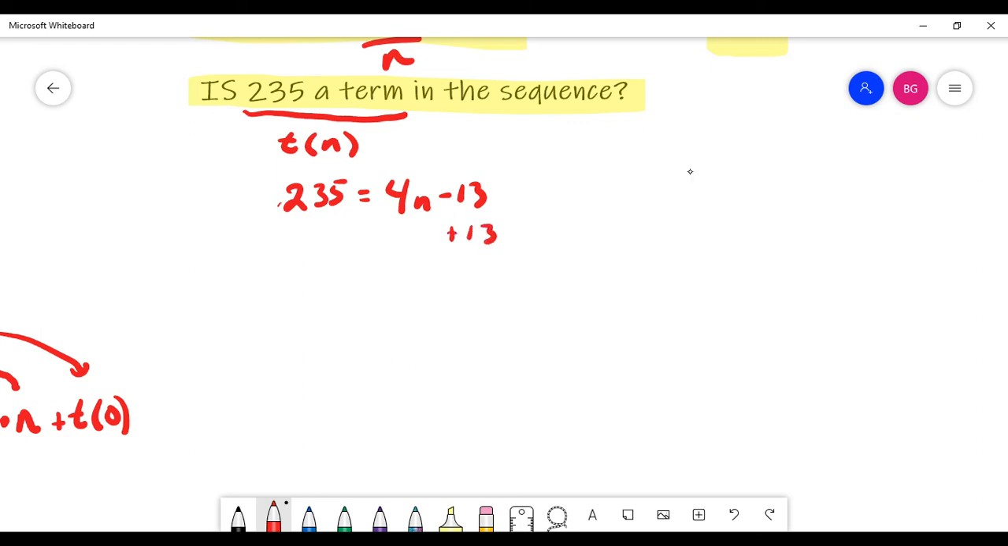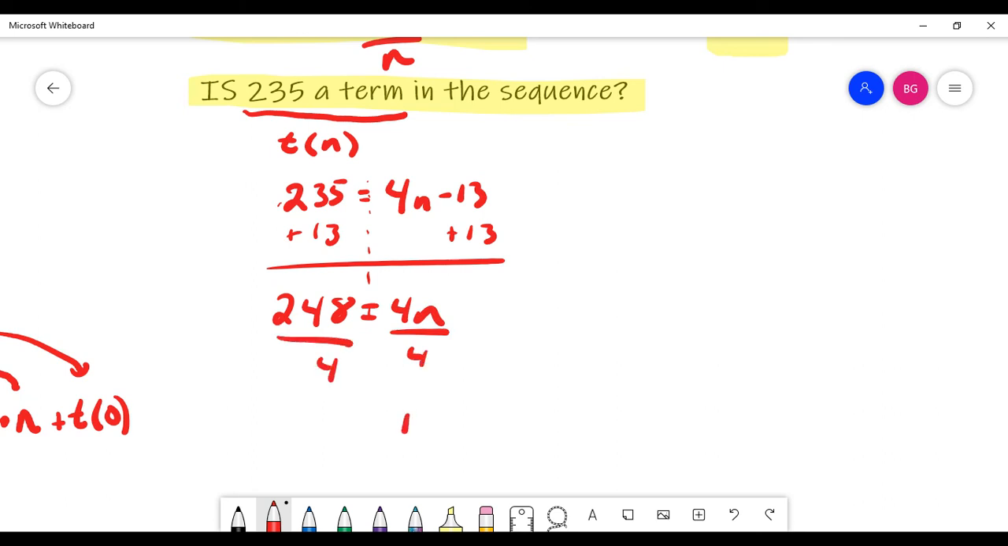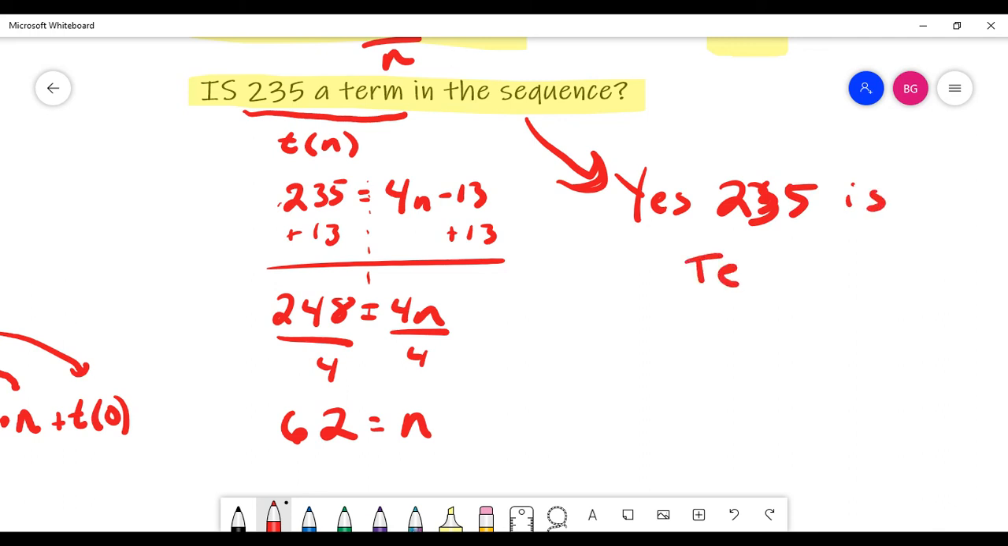So I'm going to add 13 to both sides to solve this. I get 248 equals 4n. Then I'm going to divide by 4 on both sides. So I get n equals 62. That's positive and it's an integer. We have no decimals. So yes, our answer is yes. 235 is a term. 235 is a term.